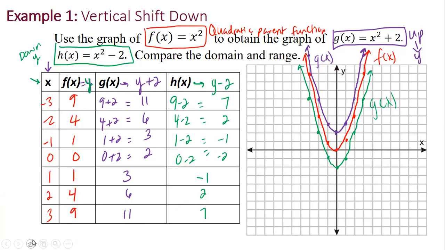Why'd you bring that one down 3? Bring what down 3? That one? I did not bring it down 3. It's all based on the parent function. I brought it down 2. How?